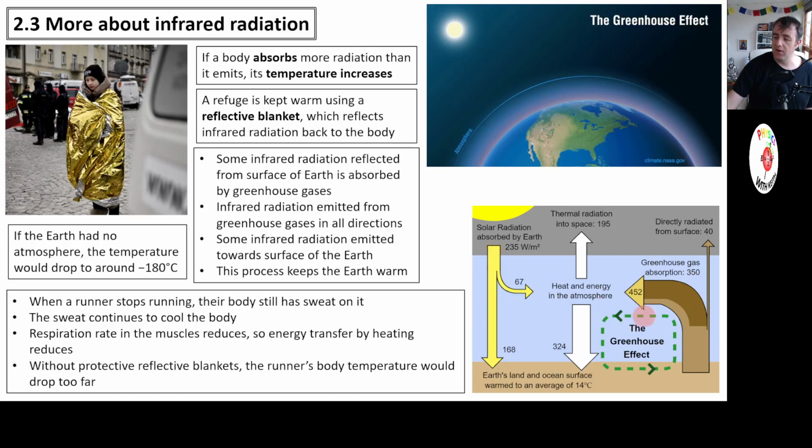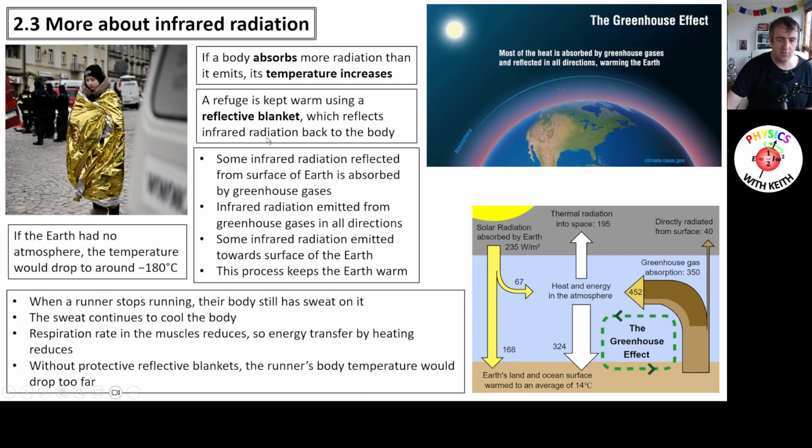So you can follow this around if you like, but the Earth's atmosphere absorbs some of the radiation that's come directly from the Sun, which prevents the Earth's surface getting too hot during the daytime. And it is emitting it in all directions all the time, including at night time, which prevents the Earth's surface getting too cold at night. So let's move on to the next one.